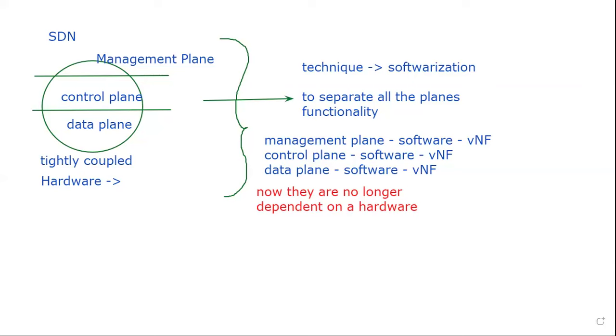Once that is done, we have the option to do whatever we need. If we need a management plane, we can use that. If we need a control plane, we can use that. If we need a data plane, we can use that. Once we have these functionalities, we install them on a virtual machine or a Docker container.